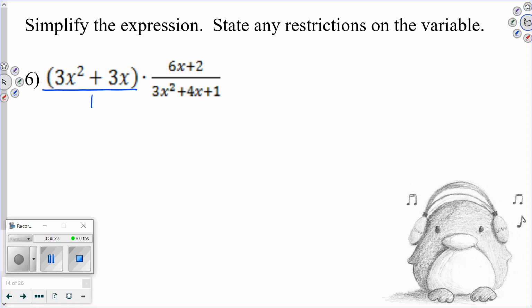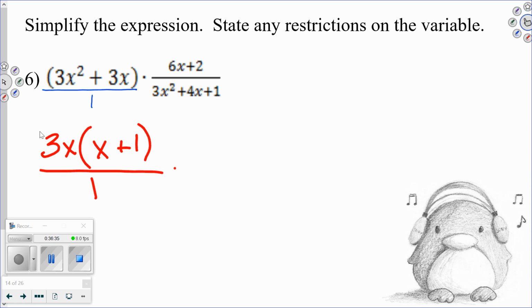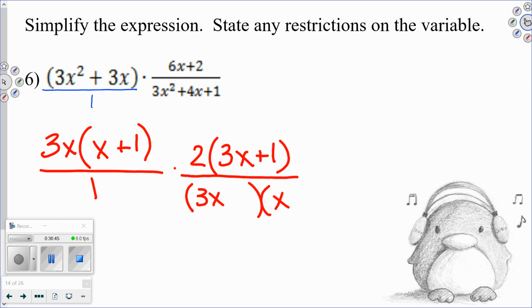All right, guys. So working through this one, don't forget GCFs, right? They show up a lot. So the first one has a GCF of 3x, and you're left with x plus 1. The bottom is just 1. This one I can take out a 2, so 3x plus 1. On the bottom, we're going to have 3x and x, 1 and 1, and they're both plus. So what were your restrictions? X can't be what? Negative 1/3 and negative 1.